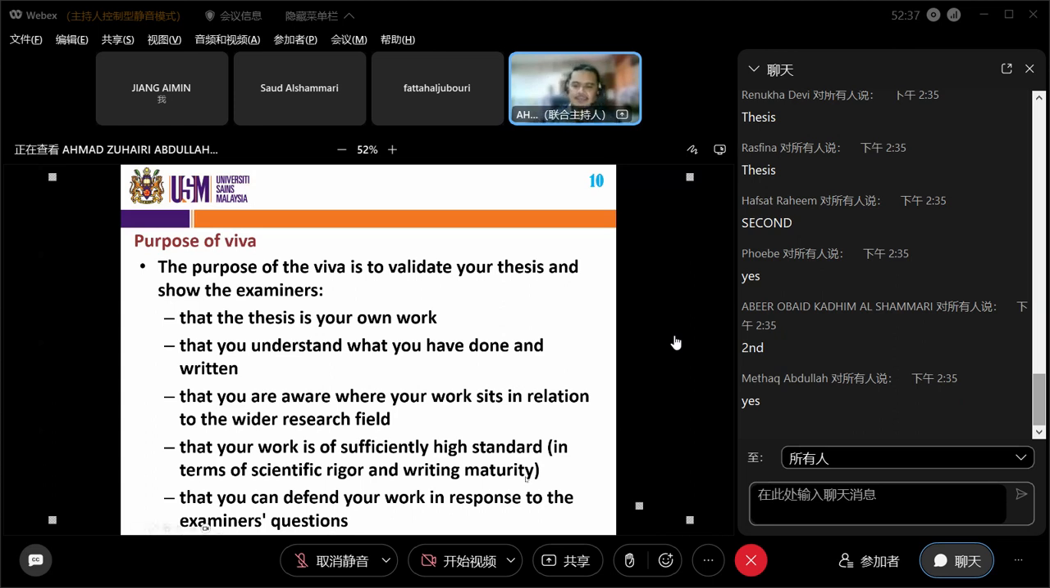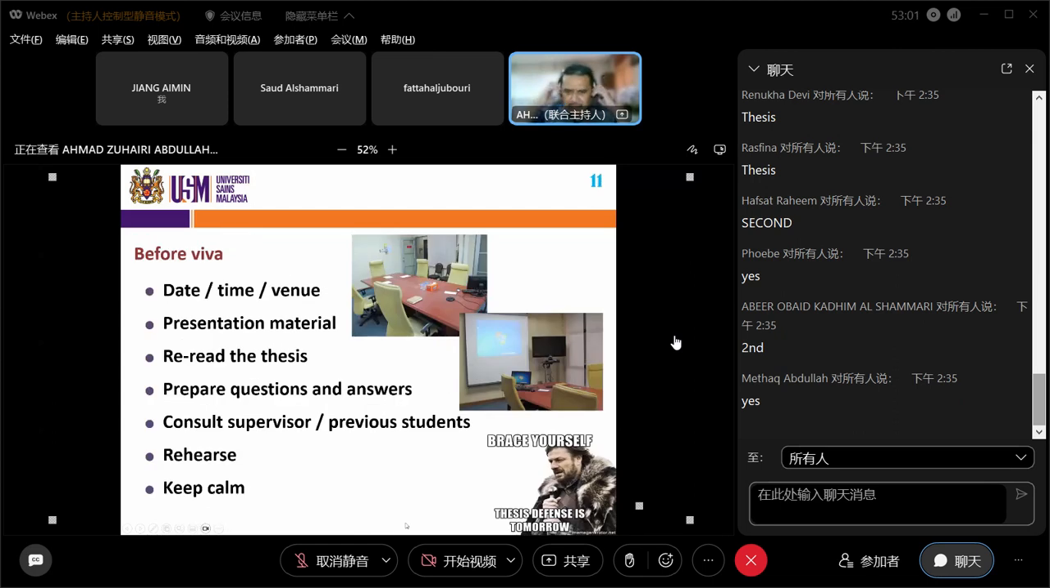Improve the grammar, the sentence structure, and the way ideas should be expressed. Now, a lot of assistance can be gotten from online tools. Make use of them, but not to the extent that everything is done unethically. And show that you can defend your work in response to the examiner's question. So people want to see your response.